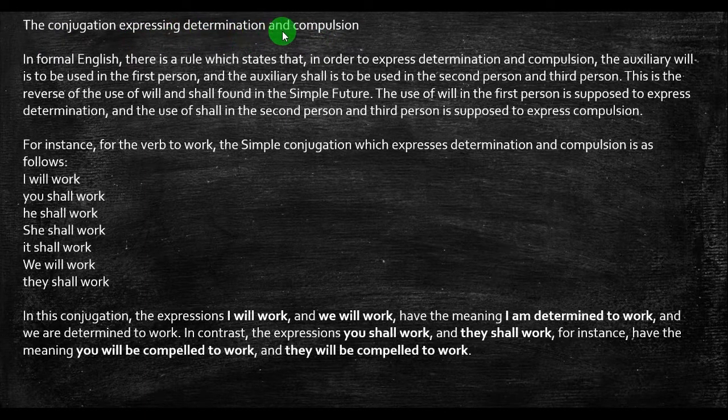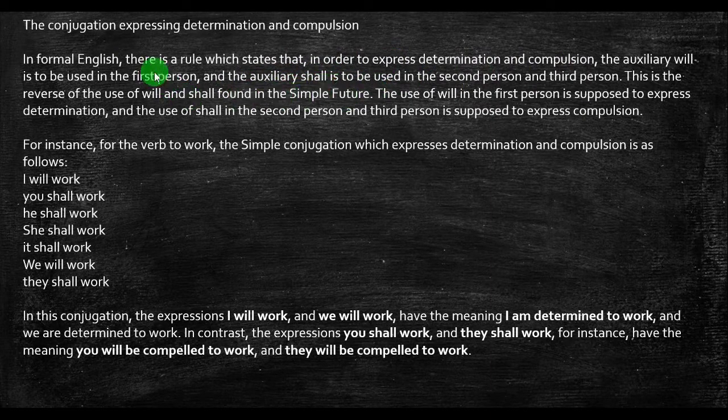In order to express determination and compulsion, we follow this rule. In formal English, there is a rule which states that in order to express determination and compulsion, the auxiliary will is to be used in the first person and the auxiliary shall is to be used in the second person and third person. Kindly note down. Formal English में, academic English में, right? फॉर्मल कम्युनिकेशन में हमें जब भी अपने डिटर्मिनेशन, दैट इज पक्के इरादे, कंपल्शन, मतलब कोई मजबूरी को व्यक्त करना है, तो विल और शेल का रूल जो चेंज करने का है, वो अलग हो जाता है.